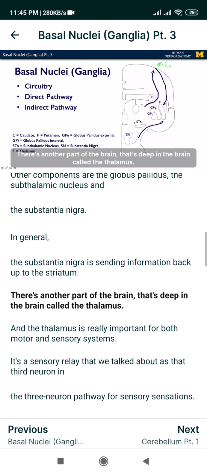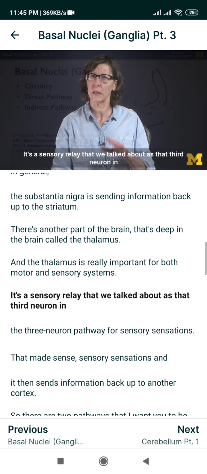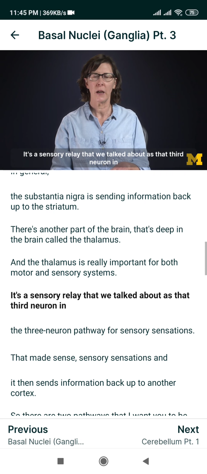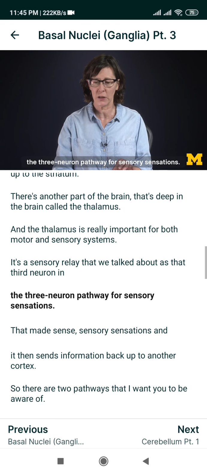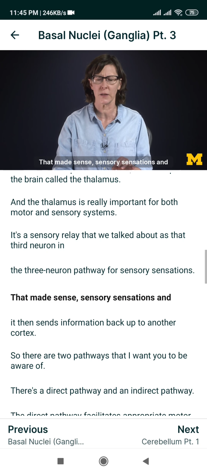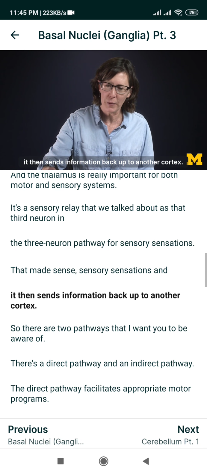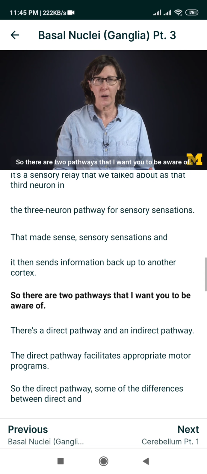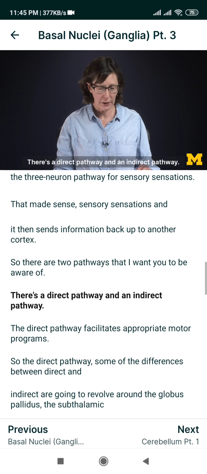There's another part of the brain that's deep in the brain called the thalamus. And the thalamus is really important for both motor and sensory systems. It's a sensory relay that we talked about as that third neuron in the 3-neuron path for the sensory sensations. That made sense, sensory sensations. And it then sends information back up to motor cortex. So there are two pathways that I want you to be aware of. There's a direct pathway and an indirect pathway.